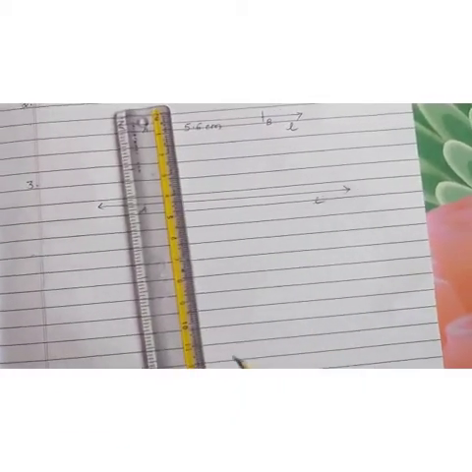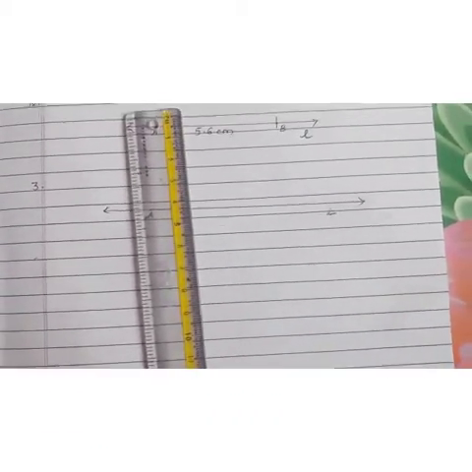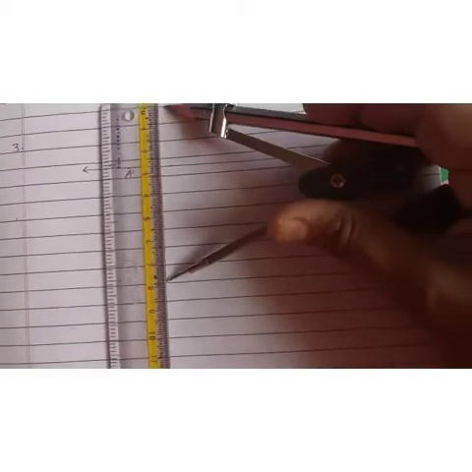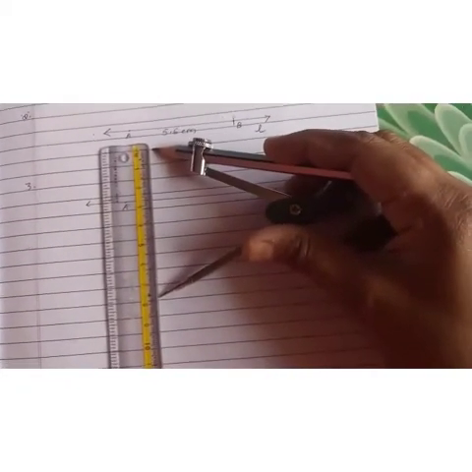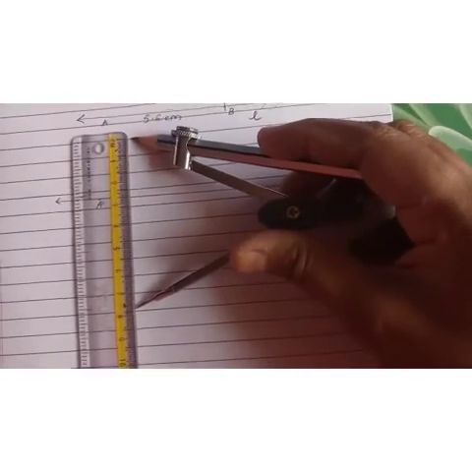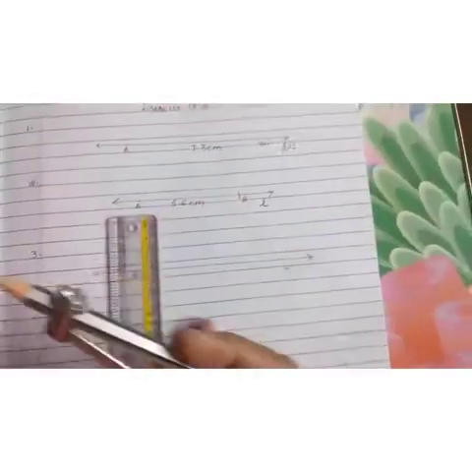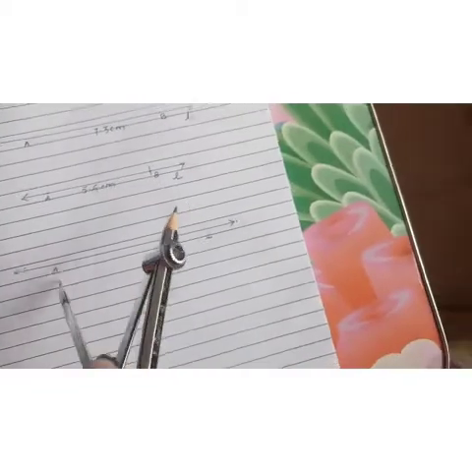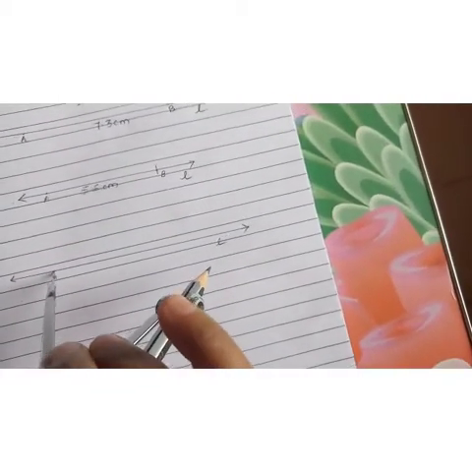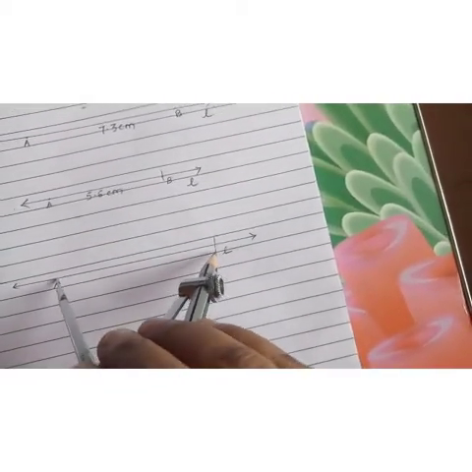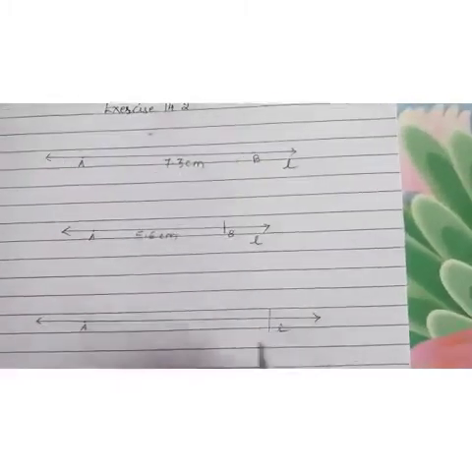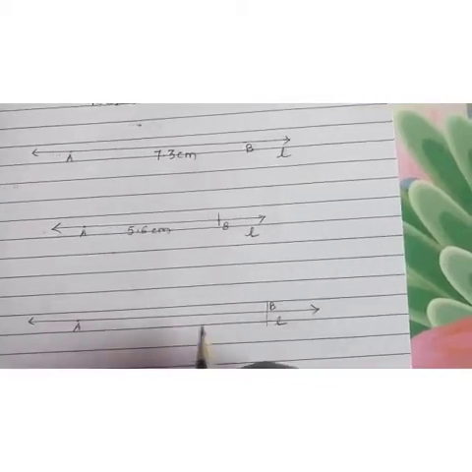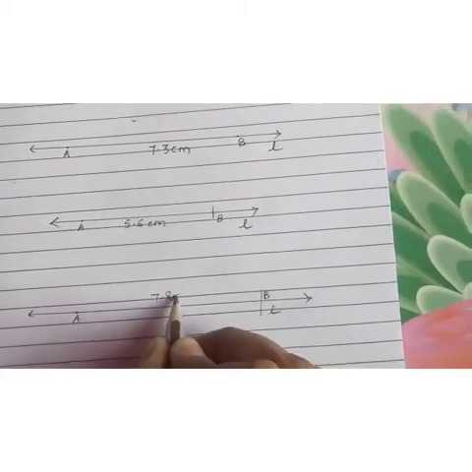The length of AB should be 7.8 centimeters. So children, observe here, I have taken the radius 7.8 centimeters. You also measure it like this, and then with A as center, cut the line L. So here it is cutting, so it becomes 7.8 centimeters. So mark it as B and 7.8 centimeters.